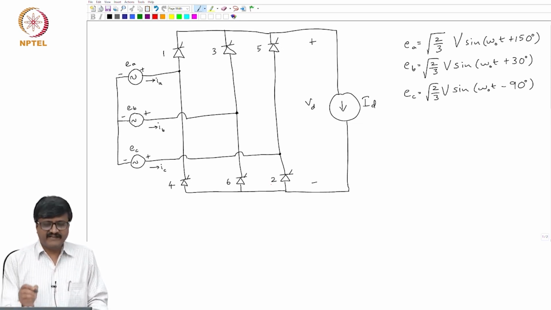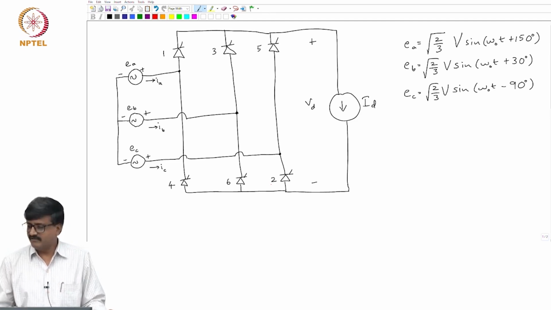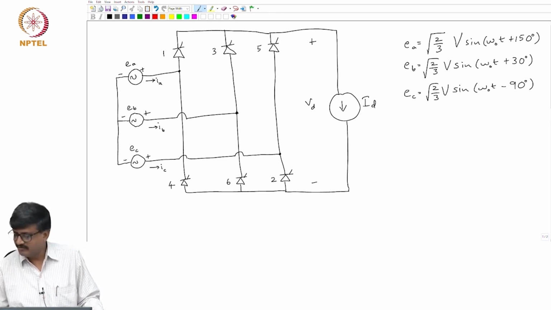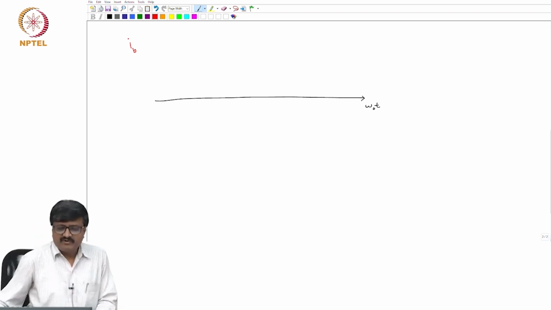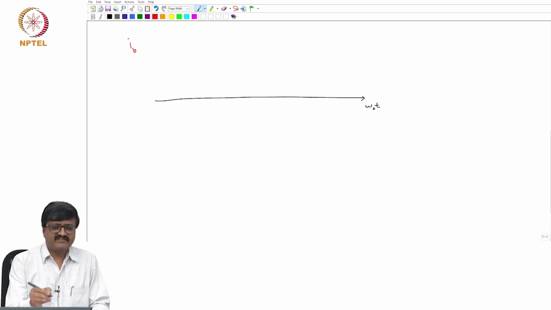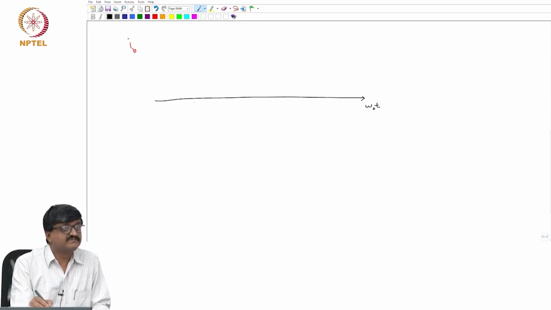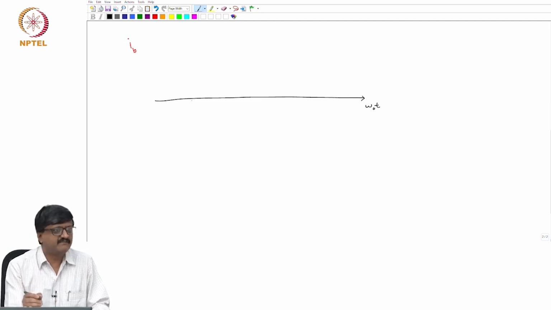Okay. So, if 3 conducts, then the current IB is equal to ID. If 6 conducts, what is IB? Minus ID. Okay. So, let us try to draw the waveform of IB. So, if I take the instant at which 3 is turned on, so what is the instant at which 3 is turned on? What is the instant? We are given a name for that.